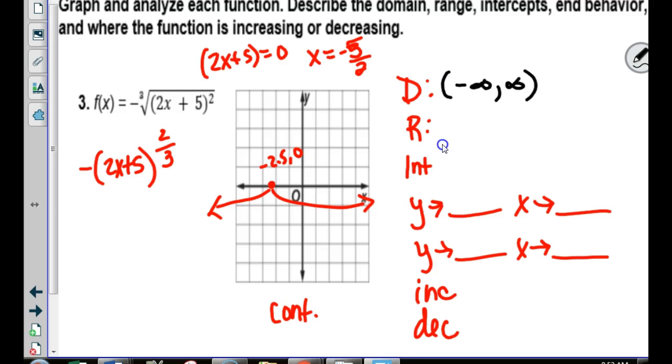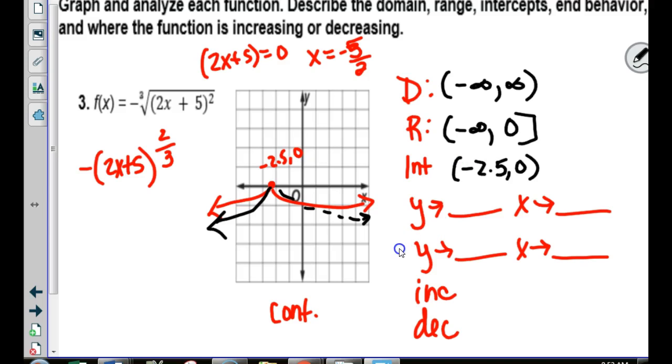Okay, the range, bottom to top. Okay, except we got to go the other direction. Bottom was negative infinity up to 0, and it did hit. Yeah, mine looks like it's not, but it does eventually keep going more and more down. I didn't draw it very well. Intercept, the only intercept was at negative 2.5, 0. We talked about that. Okay.